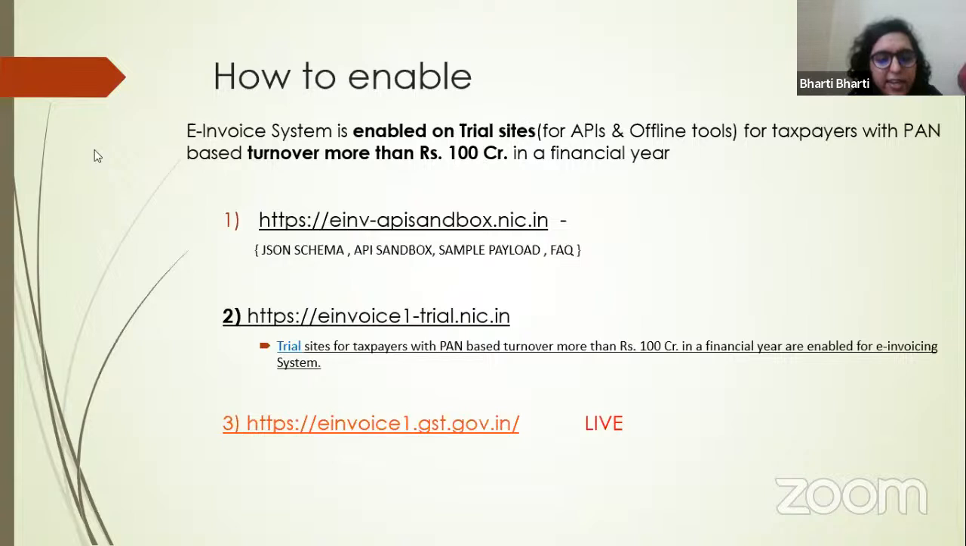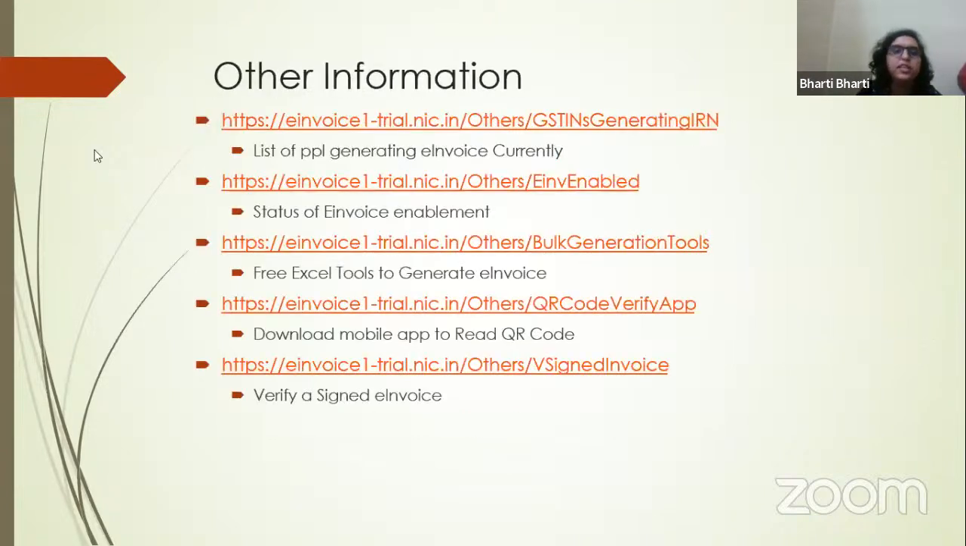NIC has also provided a trial website that is available for 100 crores or above. Other relevant information is you can get a list of GSTs which are generating e-invoices on the e-invoice portal. You can also check the status of e-invoice enablement. Basically, if your GST is enabled for e-invoicing, you can check on the e-invoice portal by entering your GST number and searching for it.